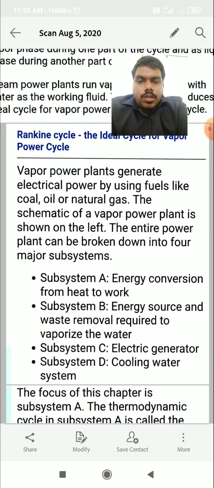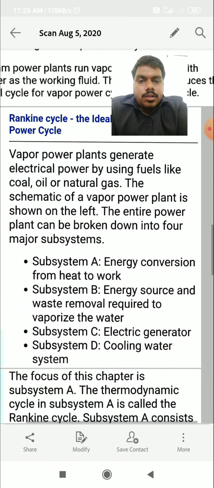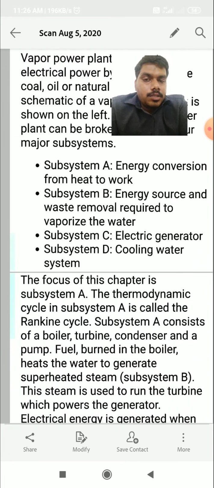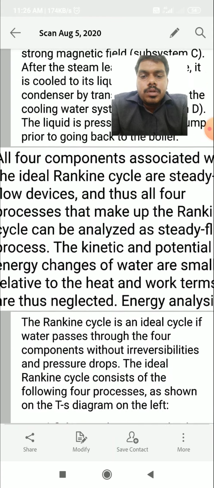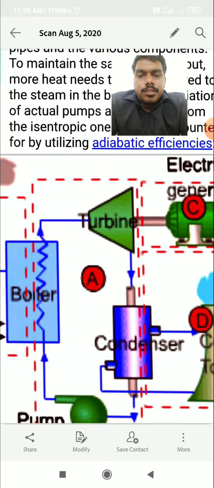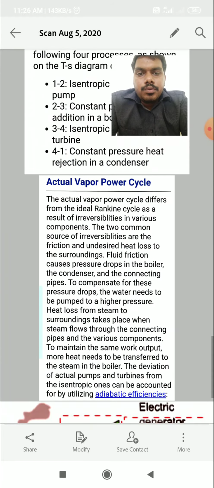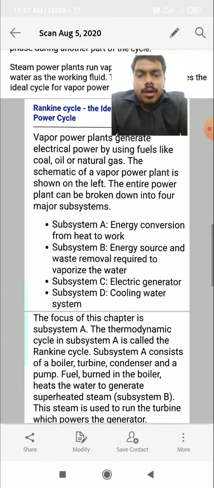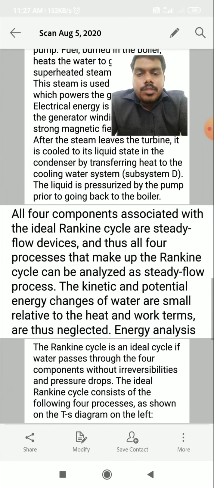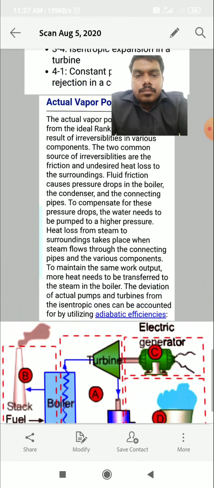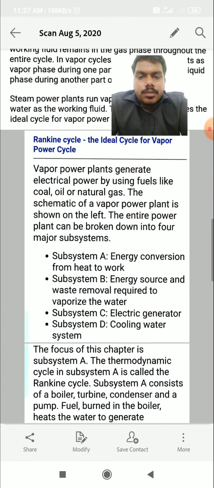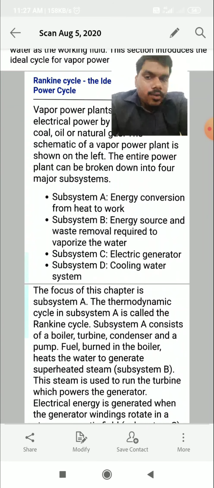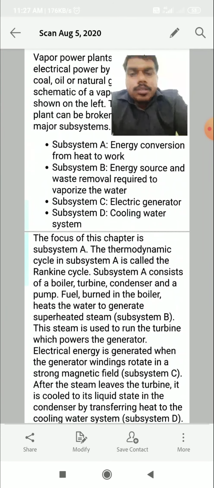Okay, so a schematic of a vapor power plant is shown. The entire power plant can be broken down into four parts. Subsystem A, energy conversion from heat to work. In this section A, heat energy is converted into work energy. Subsystem B, the energy source and waste removal required to vaporize the water. The third subsystem is the electric generator, and D is the cooling water system. We will focus on subsystem A.